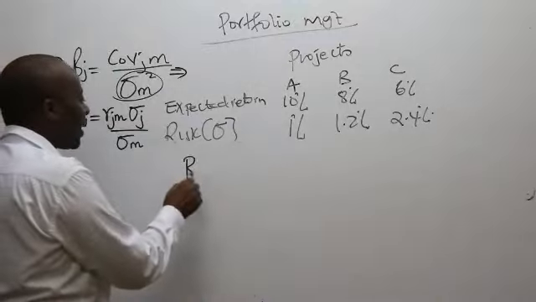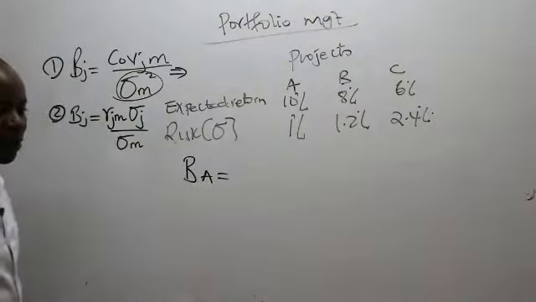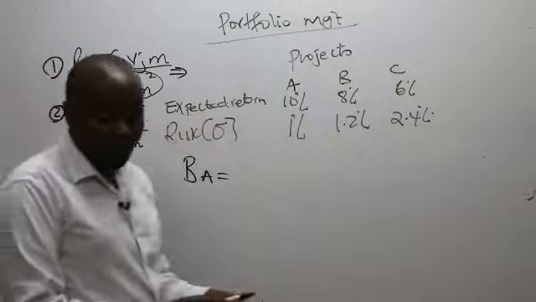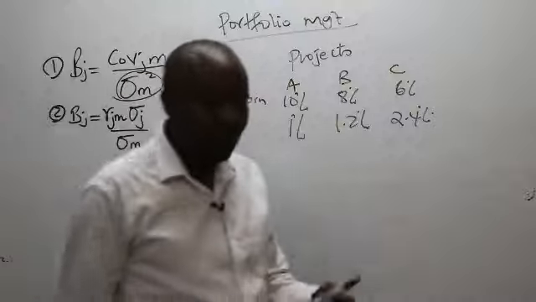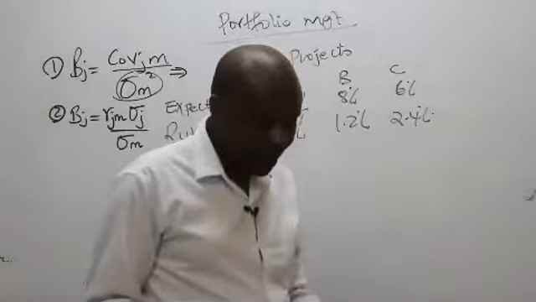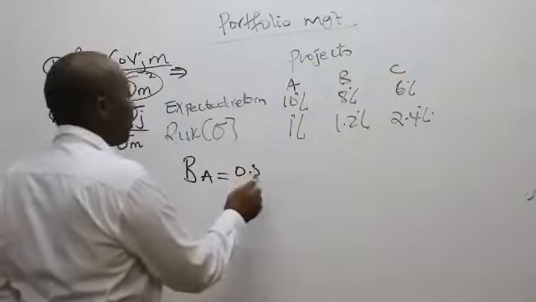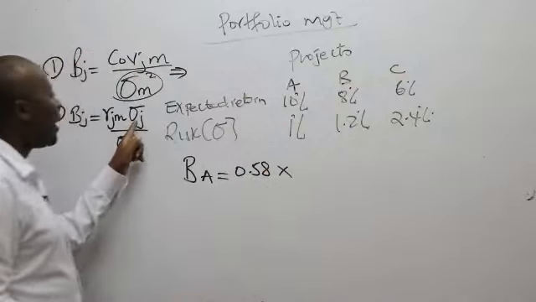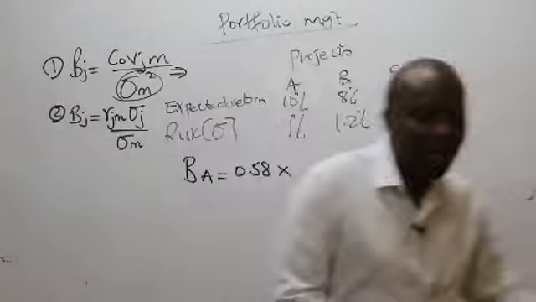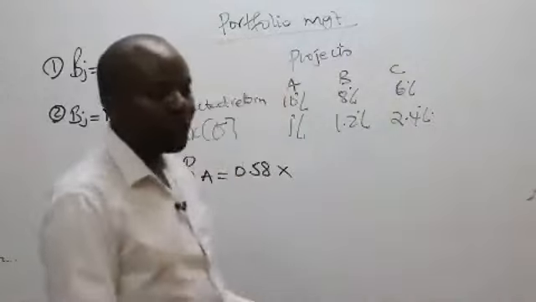So, beta factor of A. What we are doing is taking the correlation coefficient of A from the question that I've just rubbed. The correlation coefficient is 0.58, times the standard deviation of the project. Do we have the standard deviation of project A?